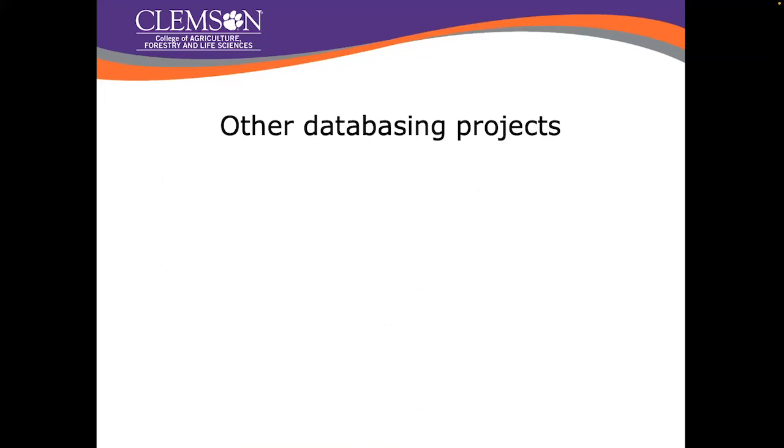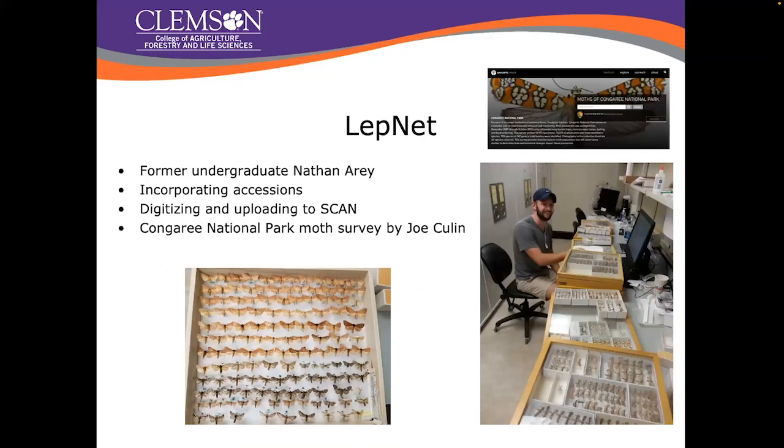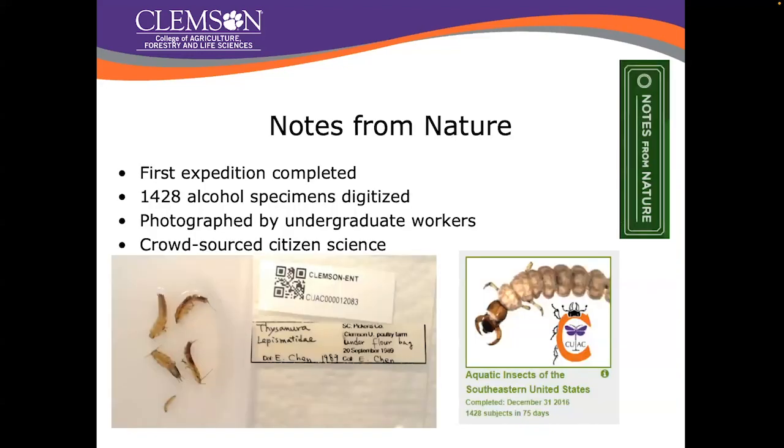Some other databasing projects we've been doing in the Clemson collection: We participated with LEPnet to capture a lot of our moths to try to fill in some South Carolina gaps, including a Congaree National Park moth survey by Joe Kulin. A former undergraduate, Nathan Arey, did a lot of this work, and then went on to do his master's at LSU. We did a Notes from Nature project on the aquatic insects from the southeastern United States. We digitized almost 1,500 alcohol specimens. We used undergraduate workers to photograph the specimens and the labels, and did standard Notes from Nature projects.